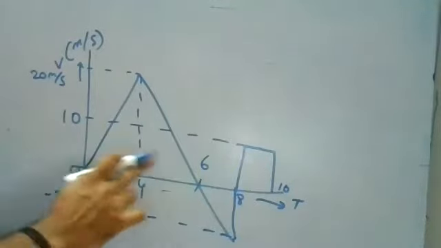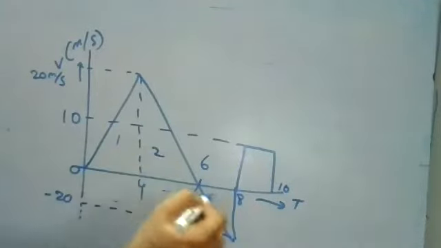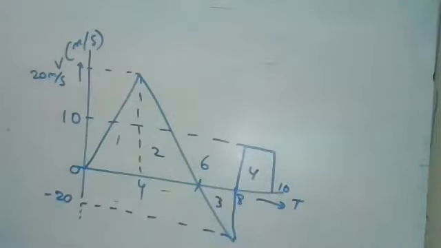So you can see that there are 4 different sections here: 1, 2, 3, and 4. Four different areas. Add these 4 areas, and it is your total distance covered. Remember, it is the total distance covered. It is not displacement.